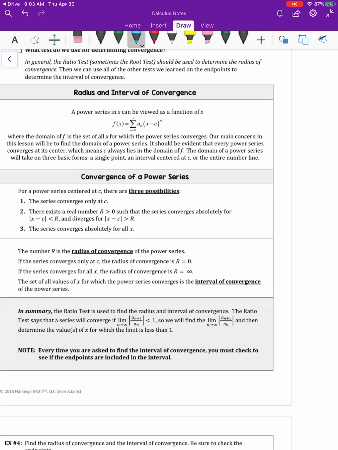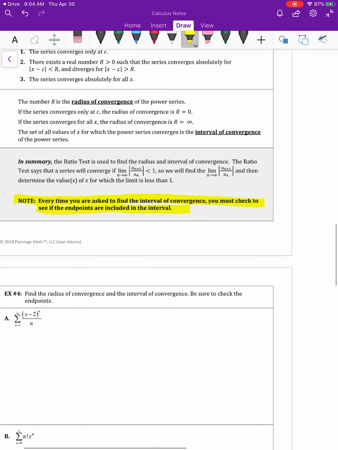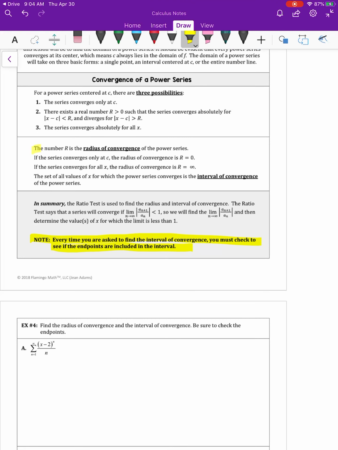The ratio test says that a series will converge if the limit as n goes to infinity of the absolute value of a sub n plus 1 over a sub n is less than 1. So we will find the limit as n goes to infinity of the absolute value of a sub n plus 1 over a sub n, and then determine the values of x for which the limit is less than 1. Every time you are asked to find the interval of convergence, you must check to see if the endpoints are included in the interval. Sometimes they are included and sometimes they are not. So please remember that.